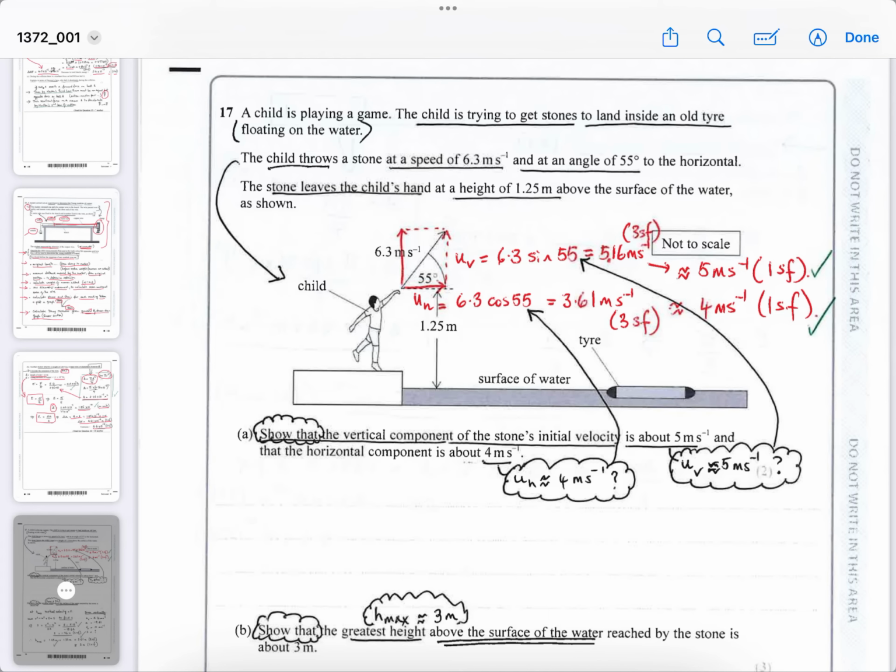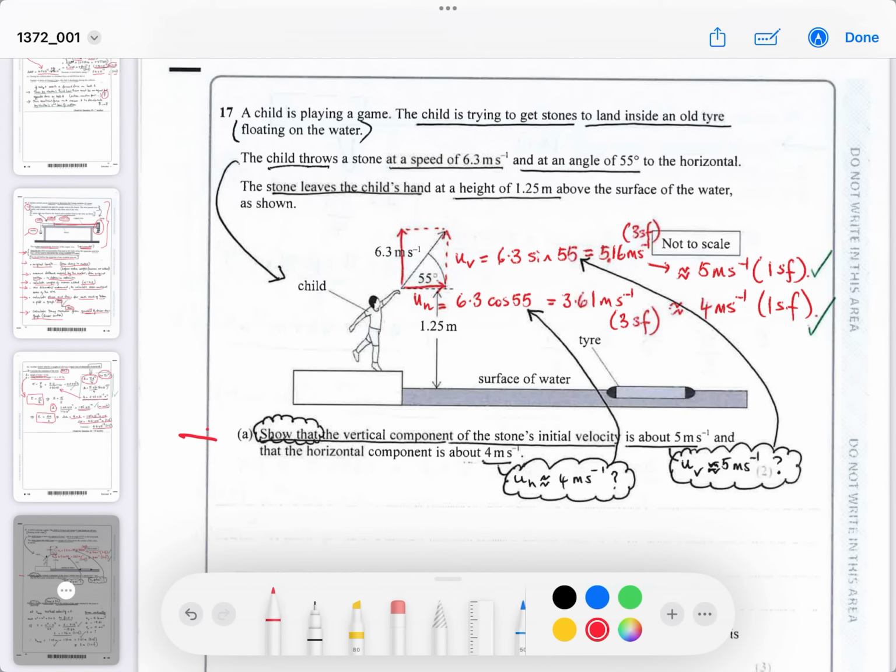So question A is asking, show that, which means prove mathematically, the vertical component of the stone's initial velocity is about 5 meters a second, and the horizontal component is about 4 meters per second. So does UH come to 4 meters per second and UV come to about 5 meters per second? Well, I've done it here on the diagram. U vertical is 6.3 times sine of 55, because you're going away from the angle, and I always teach my students that's the quick way of remembering it.